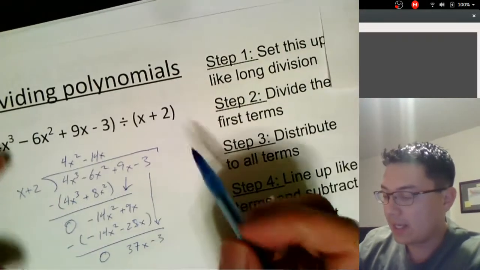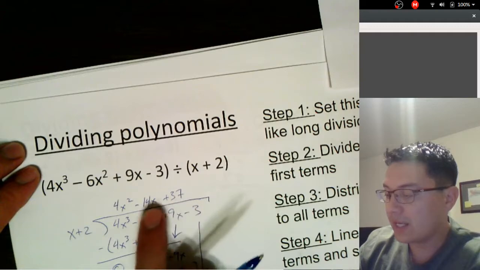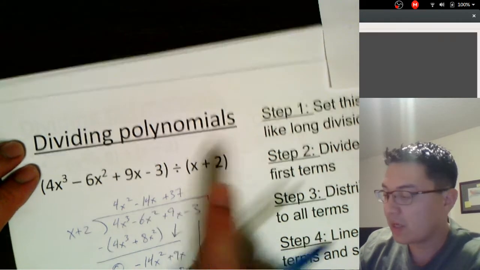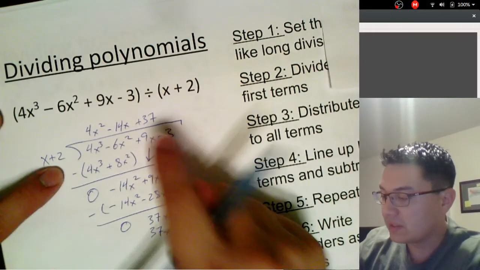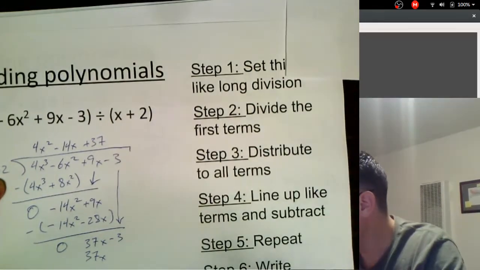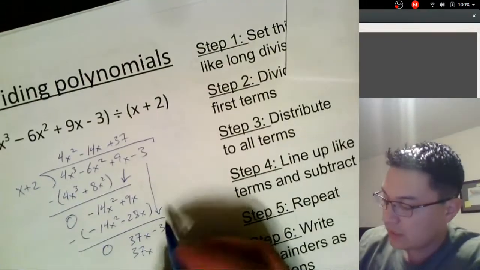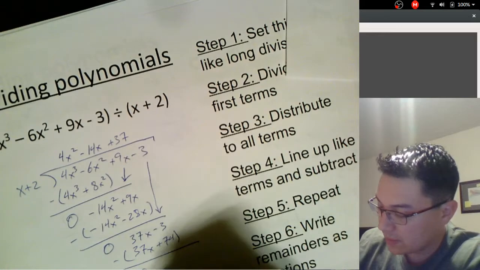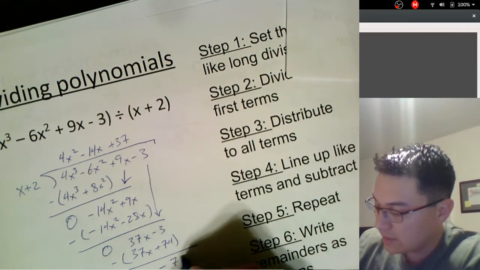Last term. X times, in order to get 37x, I have to multiply x by 37. Notice here how the powers on the exponents go down 1 each time when we do this. We have an x squared, then an x, and then we have our constant term. So 37 times x is 37x. 37 times 2 is 74. So we're going to get a plus 74 here. Subtract that, we'll get 0. And then negative 3 minus 74 is negative 77.